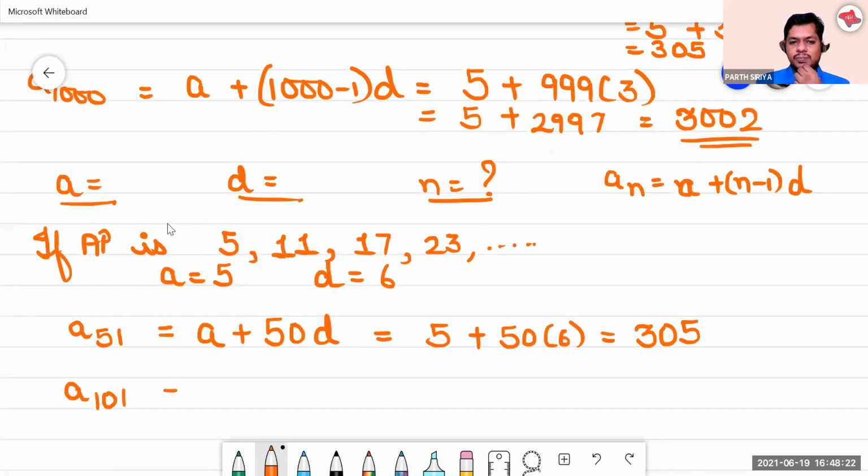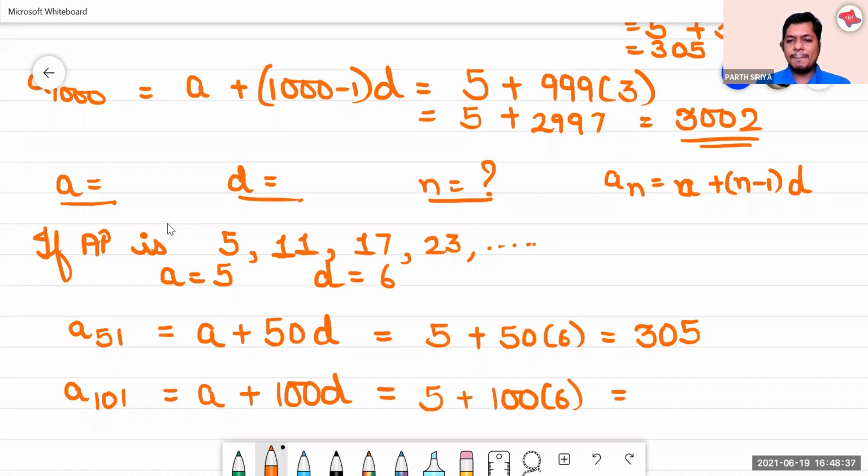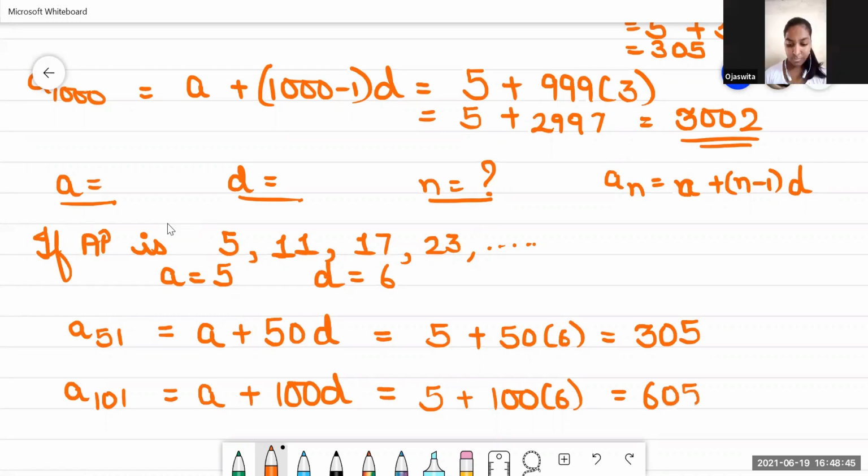Okay. If I ask you to find the 101st term, so 101st term will be 101 minus 1 यानी कि 100. A plus 100D. See what is the answer coming up to be? 605. That's correct, Kiran. So you are also getting the same answer. Yes, sir. Perfect. So it's 605. Is it easy?